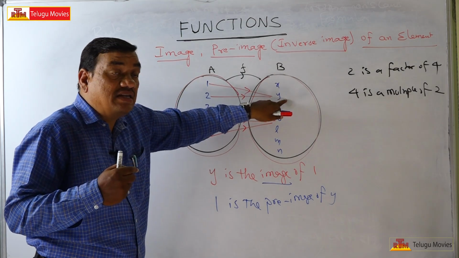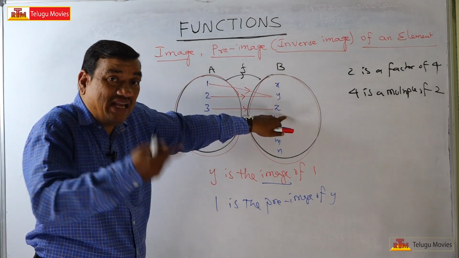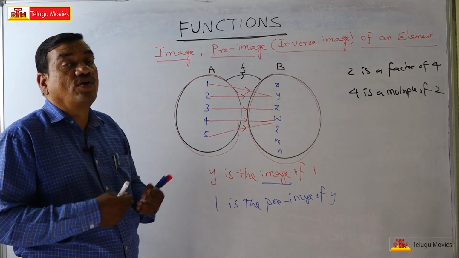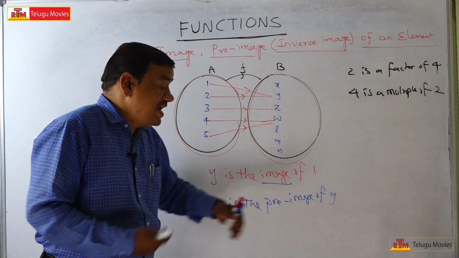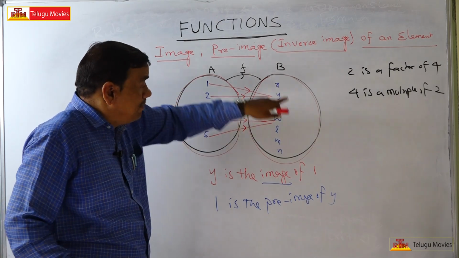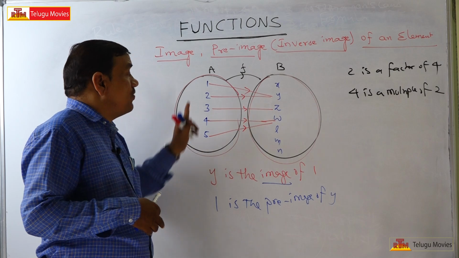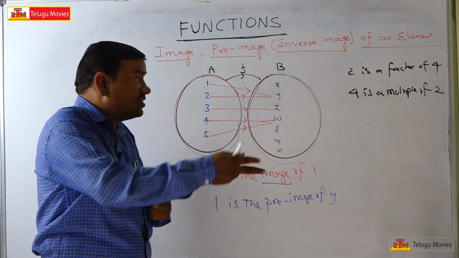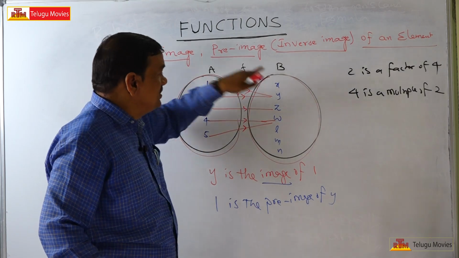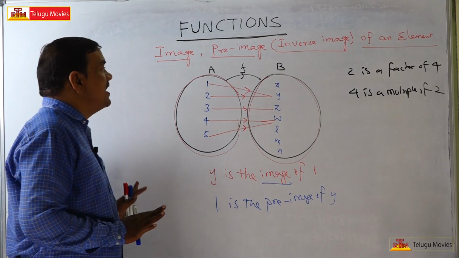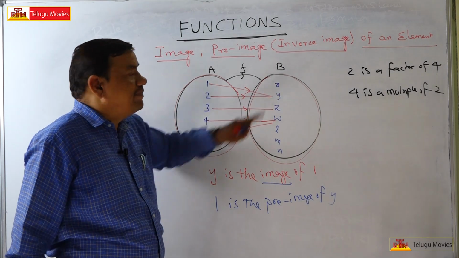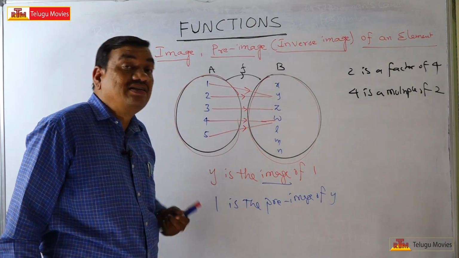2 is the pre-image of y. 3 is the pre-image of z. Pre means what? Start, first, before, like pre-final. Pre-image means before image. 4 is the pre-image of w. 5 is the pre-image of w. In the reverse way, y is the image of 2, and 2 is the pre-image of y. So this is the image and pre-image. Sometimes pre-image is also called the inverse image. That is, 1 is the inverse image of y, 2 is the inverse image of y.